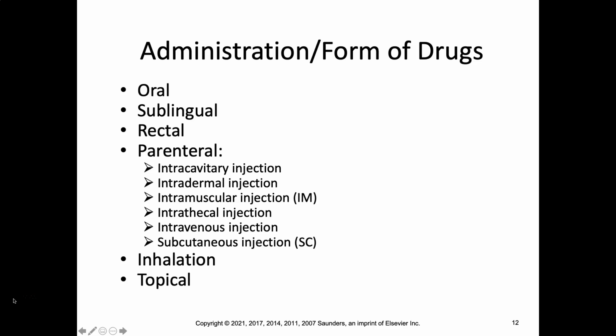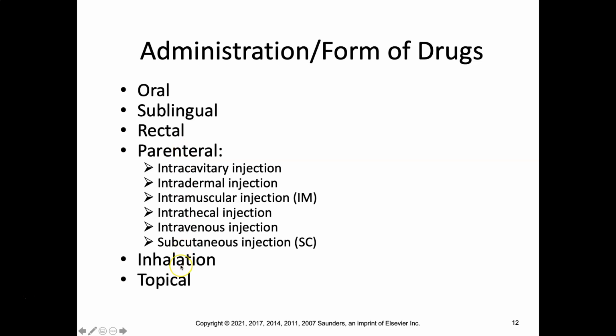So what are those administration routes? Well, it's orally through the mouth, sublingual under the tongue, rectal through the anus, parenteral, and there's all these kinds of injections. There's intracavity, intradermal, intramuscular, intrathecal, intravenous, and subcutaneous. I want to point out something really quick because I just noticed it on this slide. This is an incorrect abbreviation. It should be SQ for sub-Q, not SC.